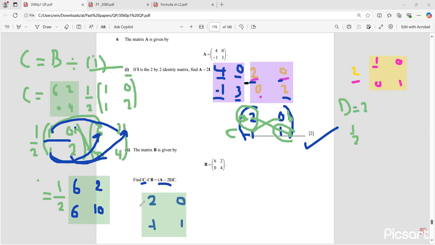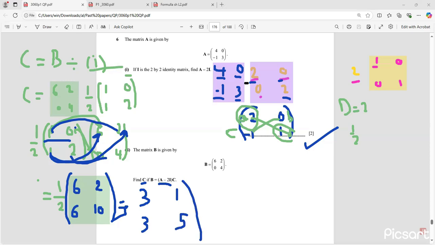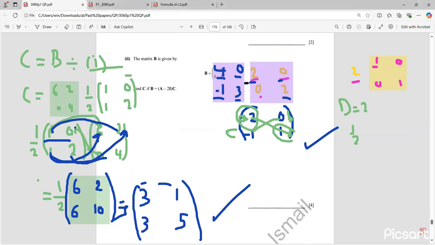Then we're going to get the half of this bracket that we already got. We're going to get half of each number, which is really easy. So half of 6 is 3, half of 2 is 1, half of 6 is 3, half of 10 is 5, and we get the value of C, which is 3, 1, 3, 5. Did it? Yeah. Let's see the next.